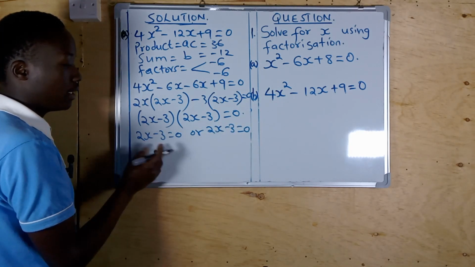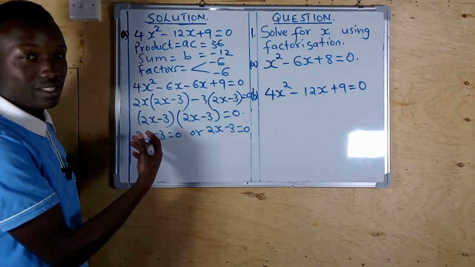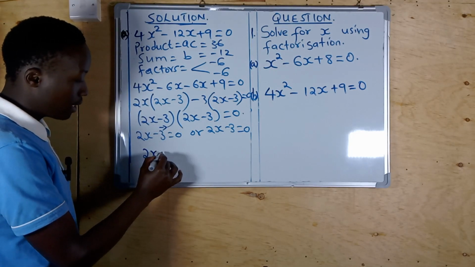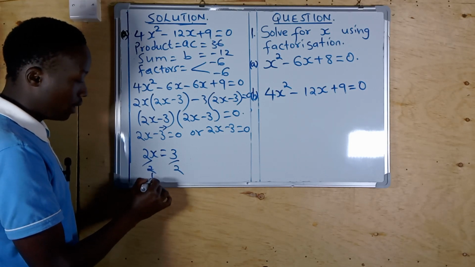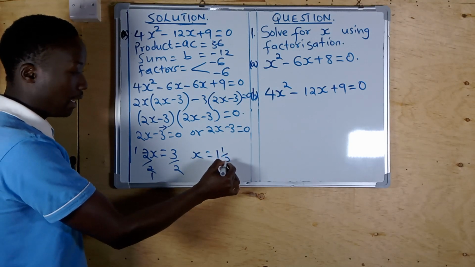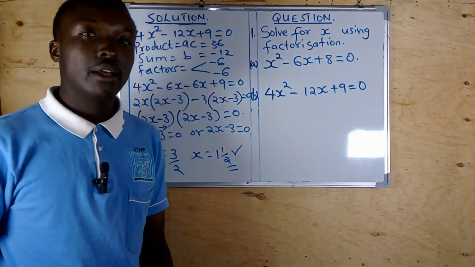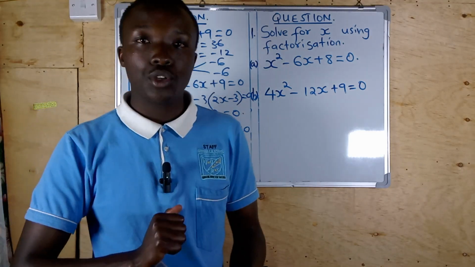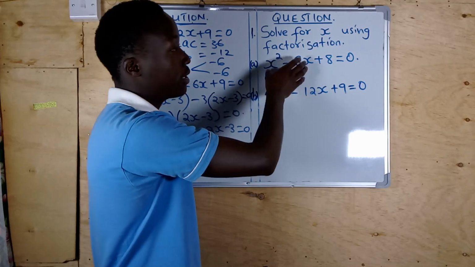Since the two are identical, that means the same value, the value of x is also identical. So we can take 3 to the other side and we have 2x is equal to 3. We divide both sides by 2 and we are going to have our x as 3 divided by 2, which is the same as 1.5. And that is going to be our solution for x. So generally, this is how we approach quadratic equations and solve the values using the factorization method.